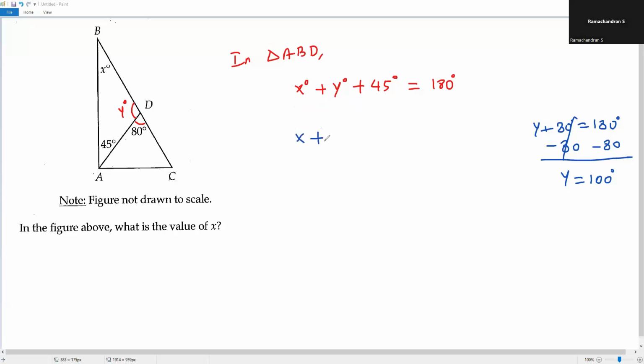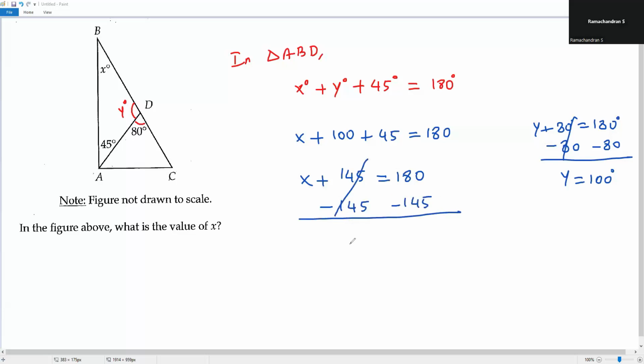So let's write x, plus the value of y which is 100, plus 45 equals 180. Now we can combine these two values, so it becomes 145 equals 180. Now I can subtract 145 from both sides to solve for x. So positive 145 and negative 145 cancel out. I get x is equal to 35. When I subtract 145 from 180, it will be 35. So the value of x here is 35.